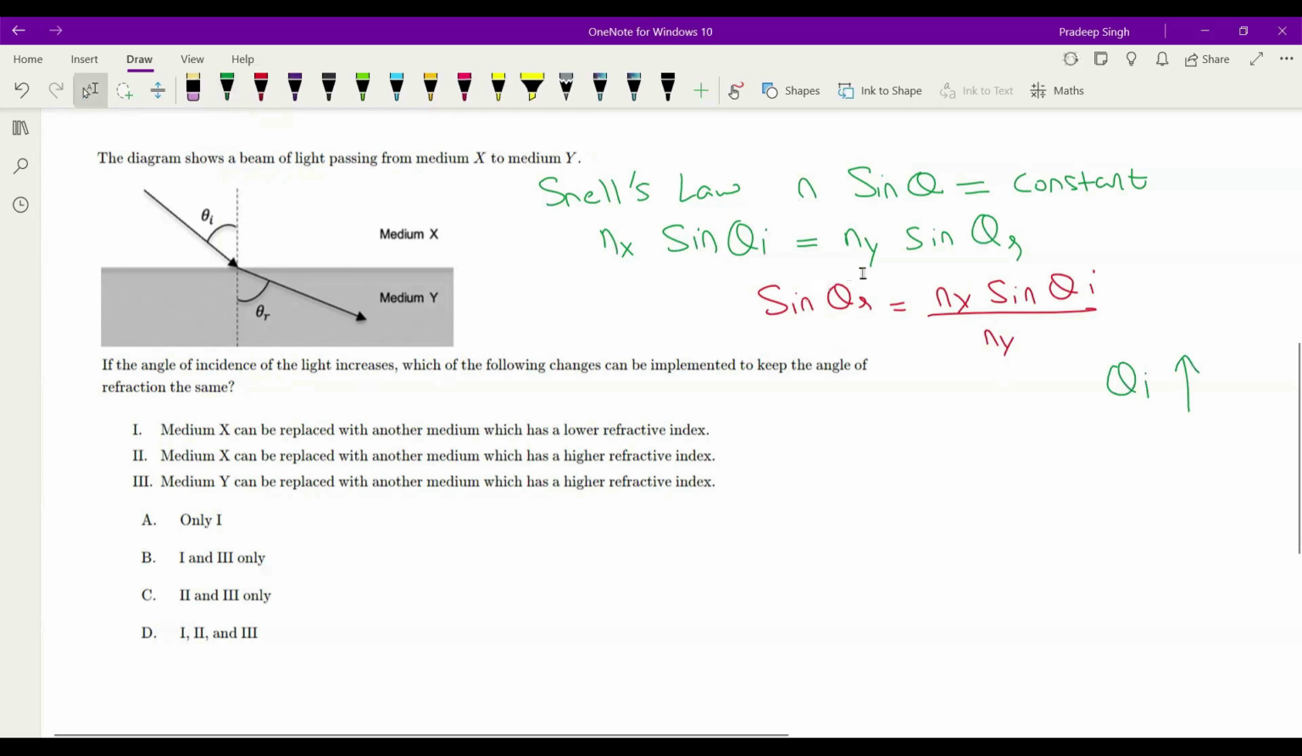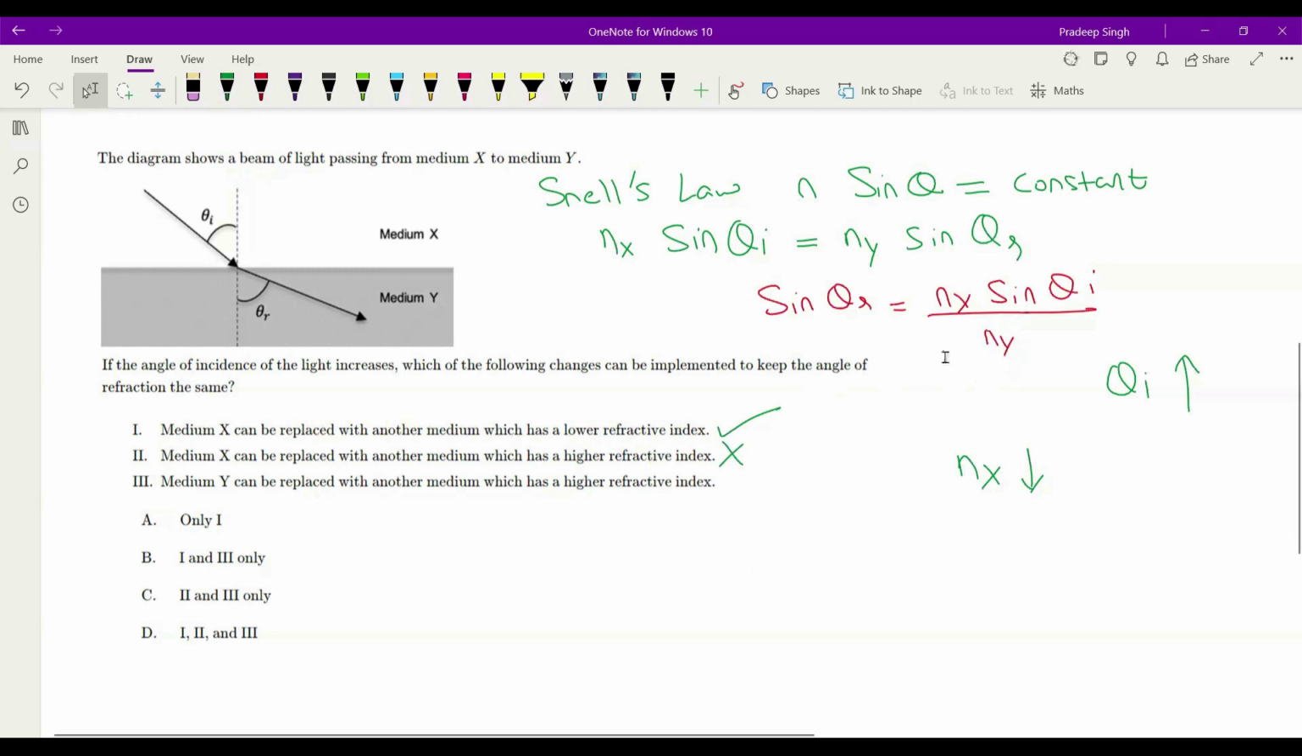It's given the angle of incidence of the light increases, which implies theta I is increasing. Now we want theta r to be the same. If theta I is increasing, for theta r to be constant, the nx value should decrease. So let's write down: nx value should decrease. Let's repeat. Since theta r is a constant, this entire right-hand side needs to be constant, but theta I was increasing. That is only possible if nx is decreasing, which means if we look at statement 1, medium X can be replaced with another medium with a lower refractive index. This, in fact, is correct, which makes statement 2 incorrect.